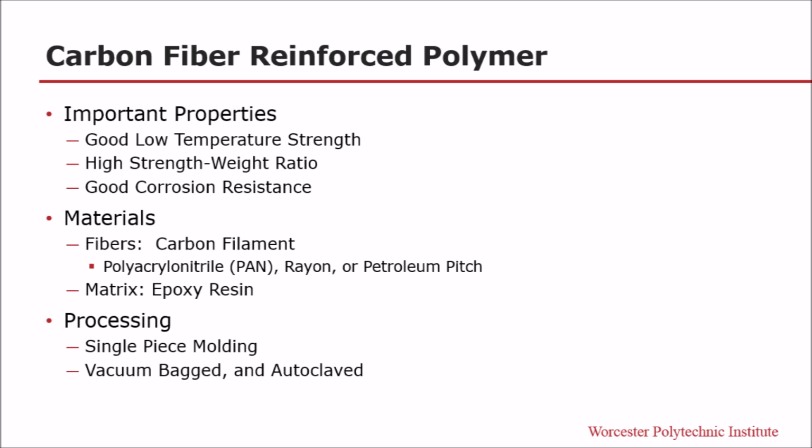The skin of an aircraft, as mentioned before, is generally made up of a polymer matrix composite. I found that the carbon fiber reinforced polymer is a very common fiber matrix that's used in aerospace applications. It has very good low temperature strength. It has a high strength to weight ratio, as well as good corrosion resistance. The fibers of the polymer matrix composite are generally made up of carbon filaments. These are generally made using polymers such as polyacrylonitrile, otherwise known as PAN, as well as rayon or petroleum pitch.